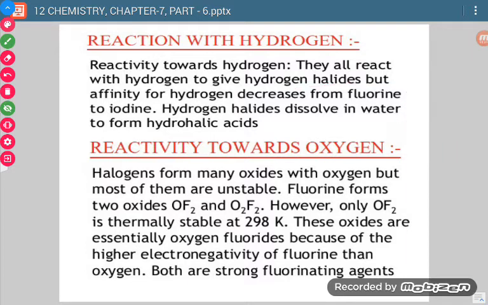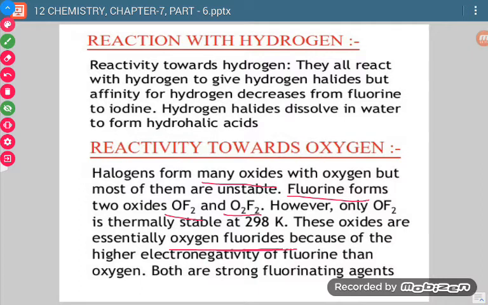Now, reactivity towards oxygen. Halogens form many oxides with oxygen, but most of them are unstable. Now see, two oxides are there. Fluorine forms two oxides, OF2 and O2F2. Here we say fluorine forms two oxides just to indicate the compounds formed by fluorine after combination with oxygen. But otherwise we have to say these are the fluorides of oxygen, not oxides of fluorine.